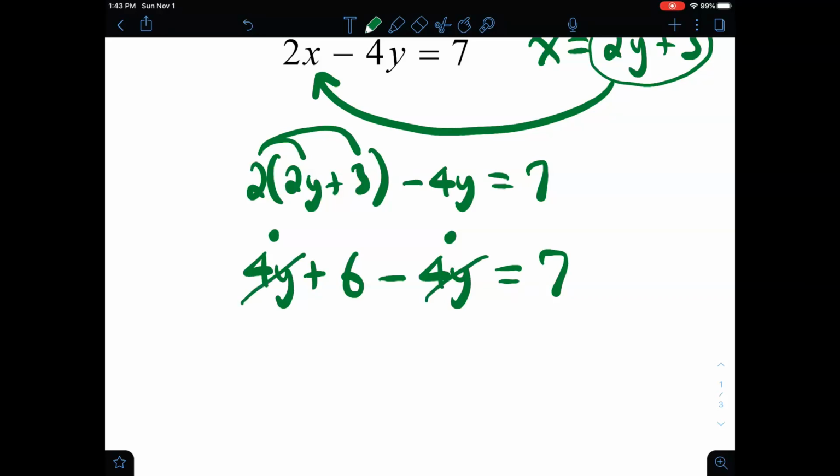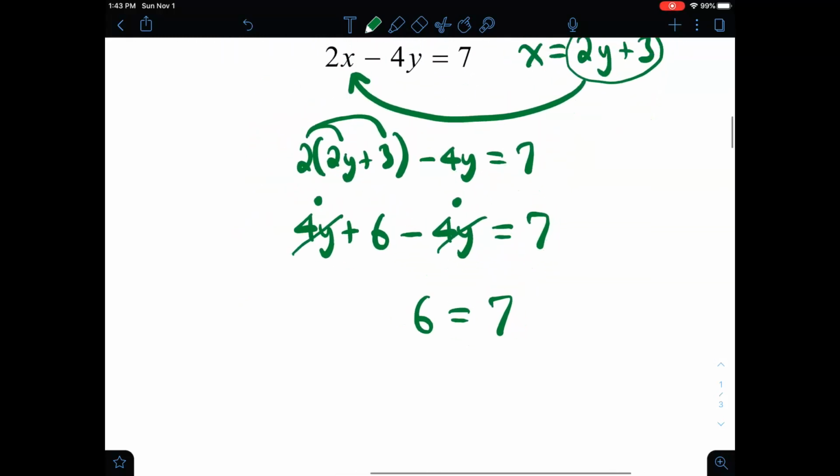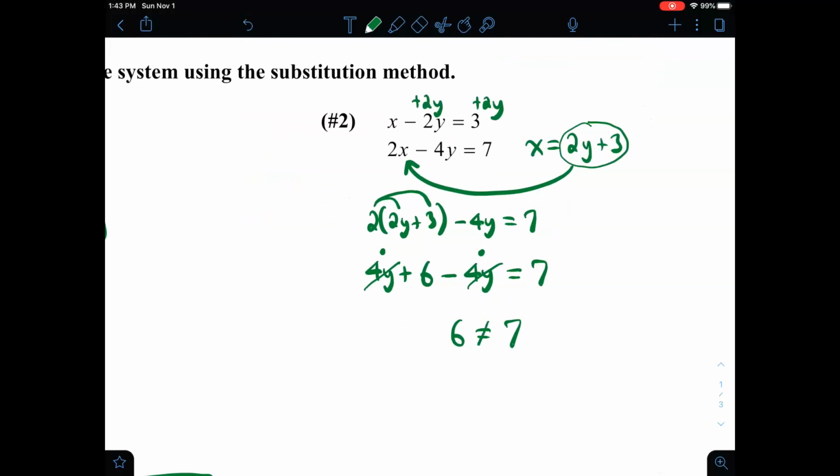So what are we left with? We're left with, on the left-hand side, 6 equals 7. What do you guys think? Does 6 equal 7 or no? 6 does not equal 7.